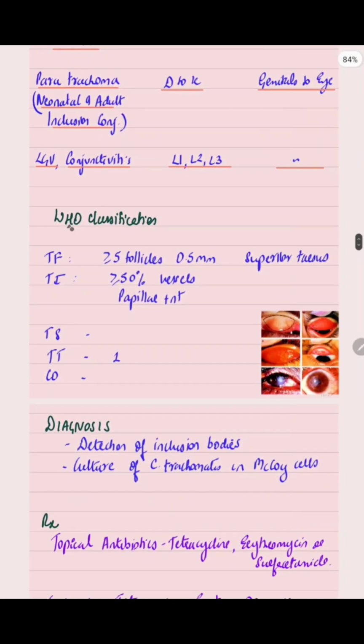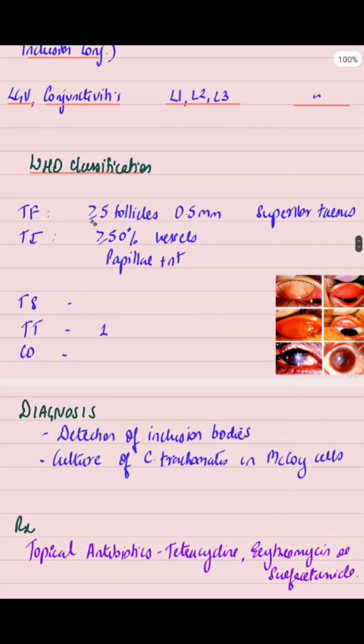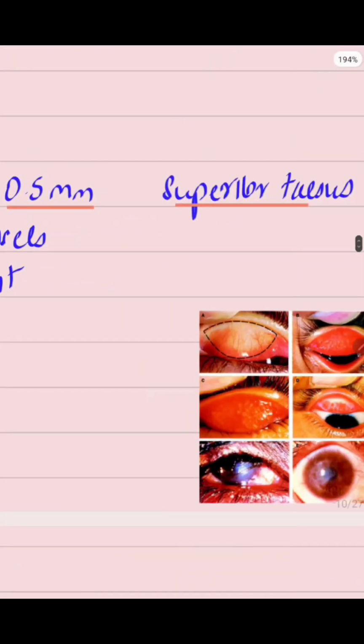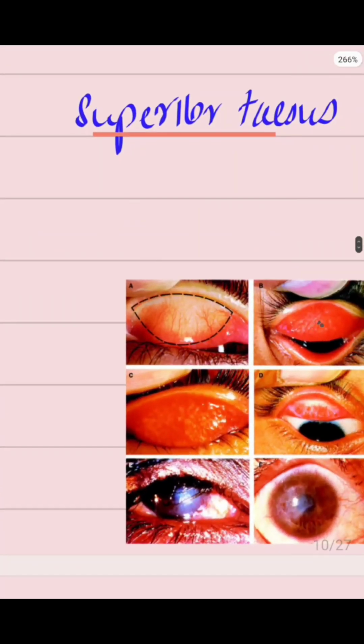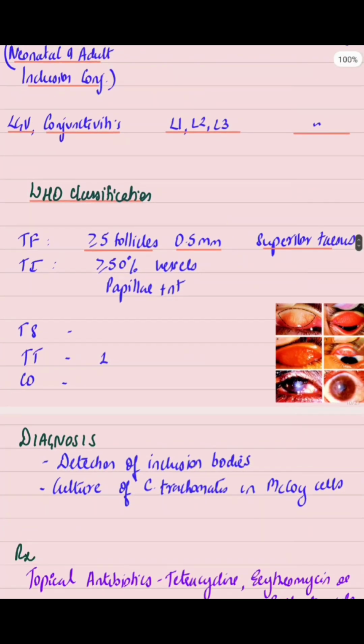Now, coming to the WHO classification of trachoma. Trachomatous inflammation, follicular: there will be 5 or more follicles, at least 0.5 millimeter in size, on the superior tarsus. Here you can see these follicles. The criterion is 5 or more follicles of 0.5 mm in size.